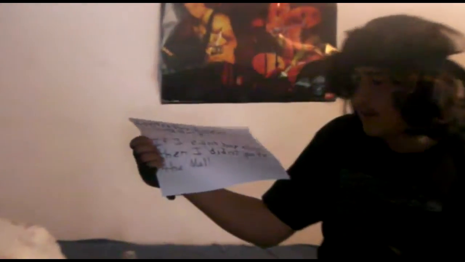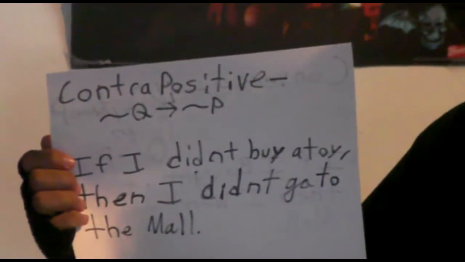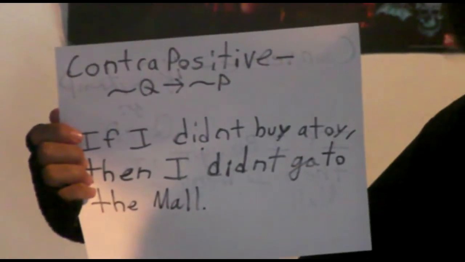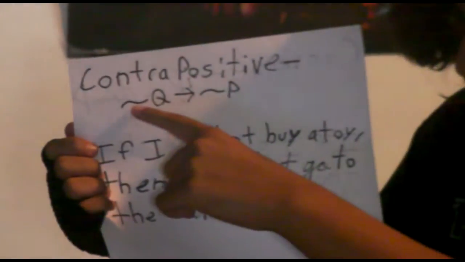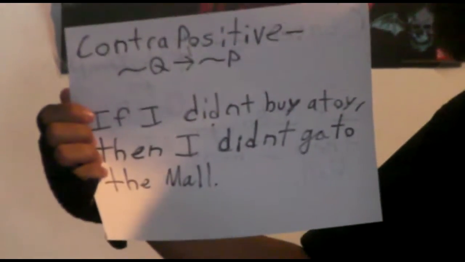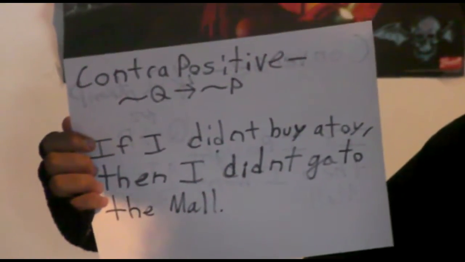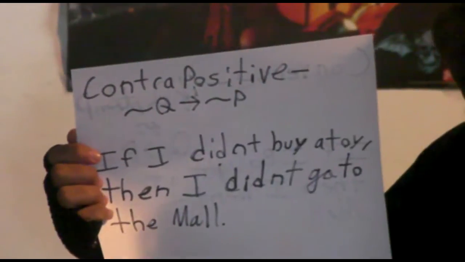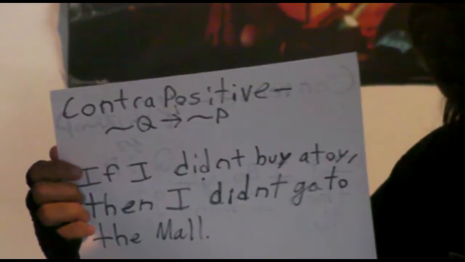It's this. It's a contrapositive statement. What that is, it's a combination of the inverse statement and the converse statement. See? The converse is flipped. The inverse is negated. That little squiggly line right there means it's negated. So take note of that. A good example of this is: if I didn't buy a toy, then I didn't go to the mall. See, in that statement, it's combined. It has the converse and inverse from it being flipped and negated.